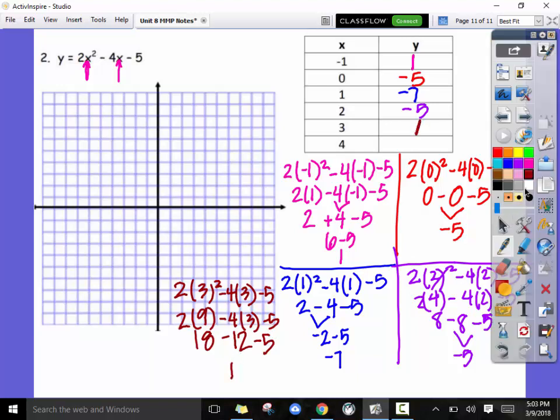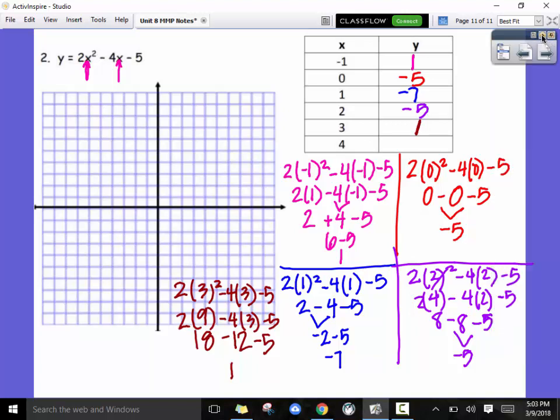And last one, I'm substituting in a 4. So 2 times 4 squared minus 4 times 4 minus 5. 4 squared is 16. So 2 times 16 minus 4 times 4 is also 16 minus 5. 2 times 16 is 32 minus 16 minus 5. 32 take away 16 is 16. Take away 5 is 11.